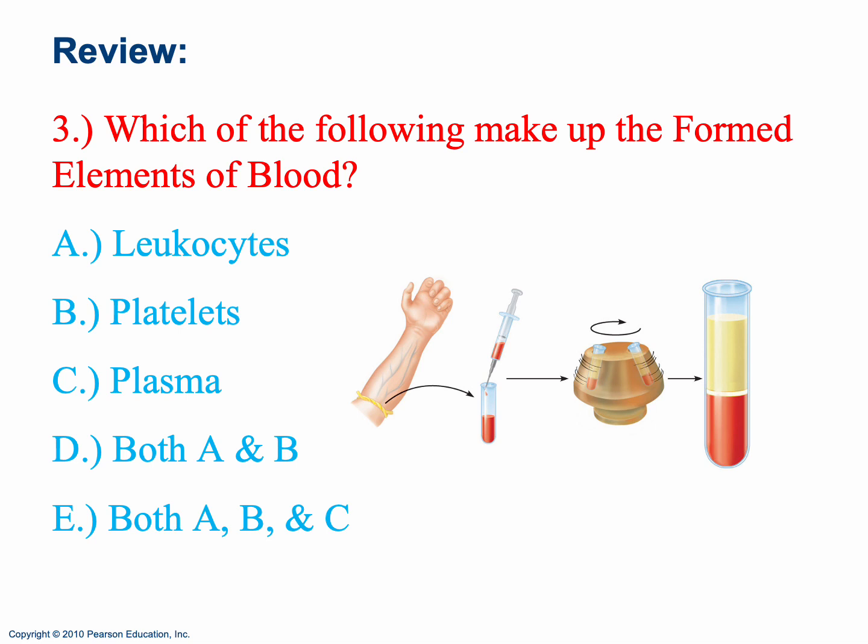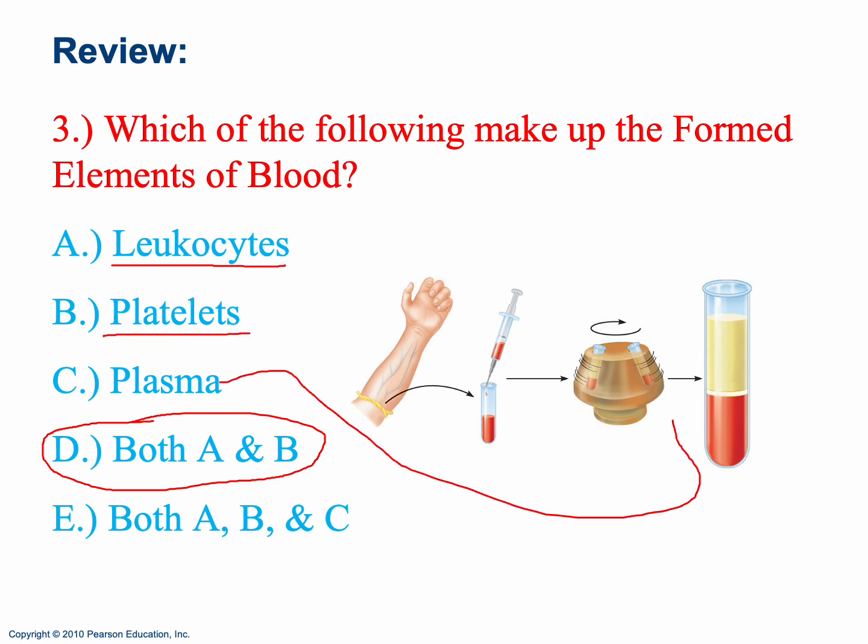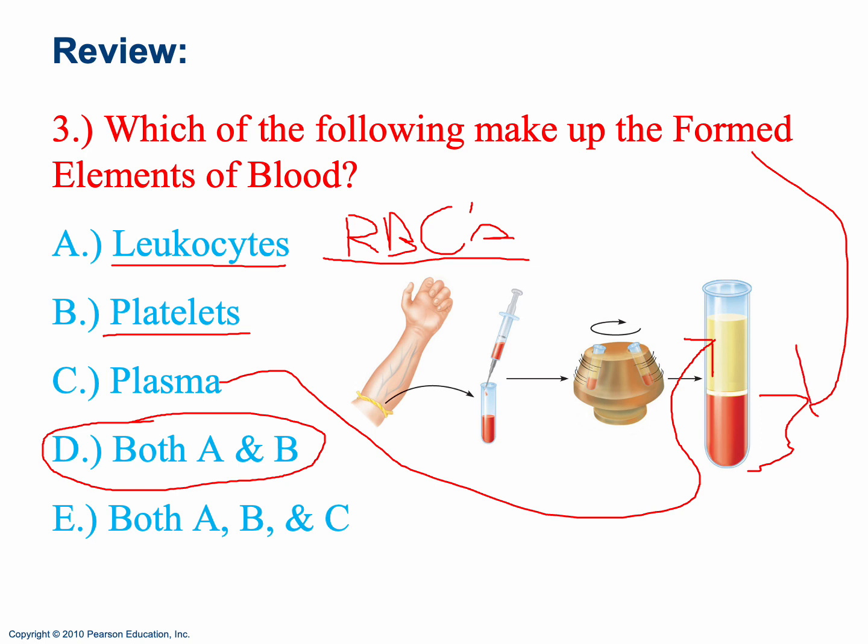All right, and the correct answer here, I would probably go with choice letter D. Both A and B would be correct. So the leukocytes and the platelets. It wouldn't be the plasma, right? Because the plasma is referring to the yellow portion when the blood is spun down in the centrifuge. But the formed elements is referring to the platelets and the white blood cells. But also, don't forget, it's also referring to the erythrocytes, right? Those red blood cells. And the formed elements, of course, is this part right here. So, definitely an important concept to know.